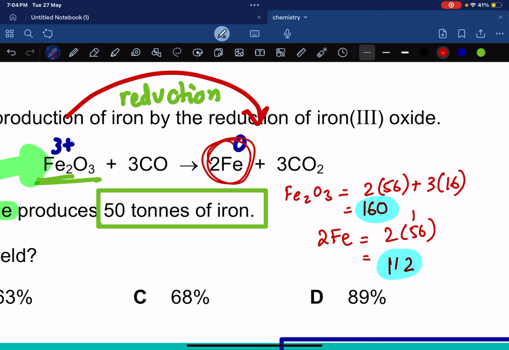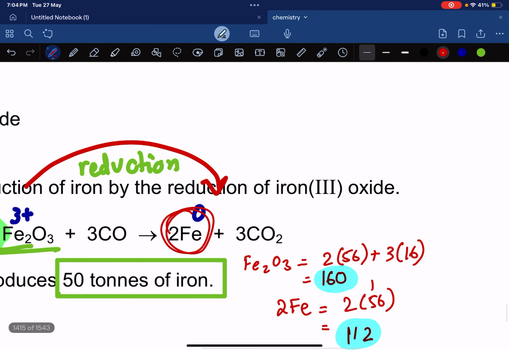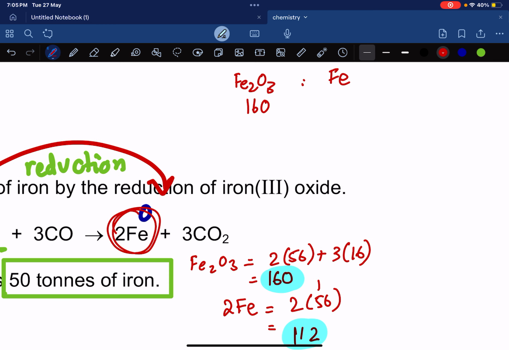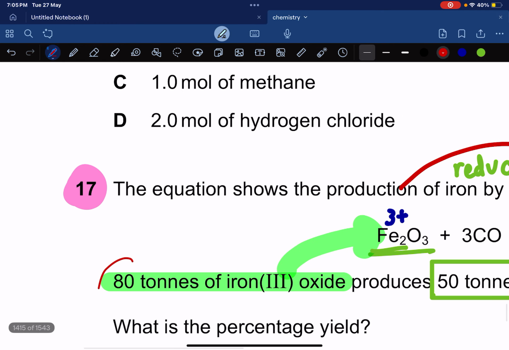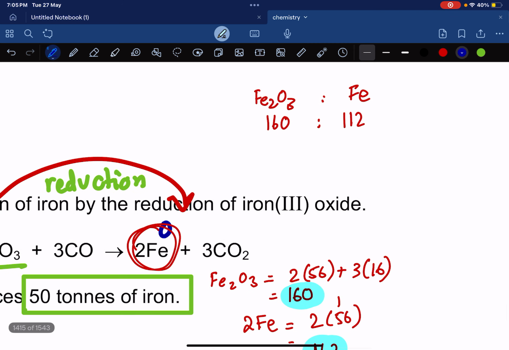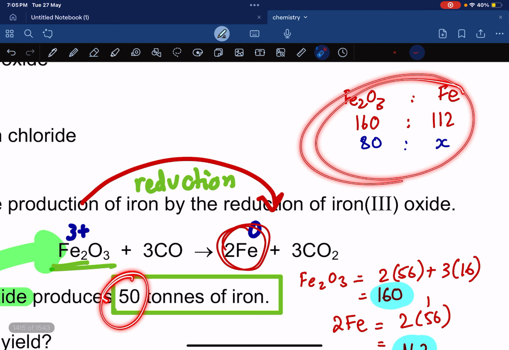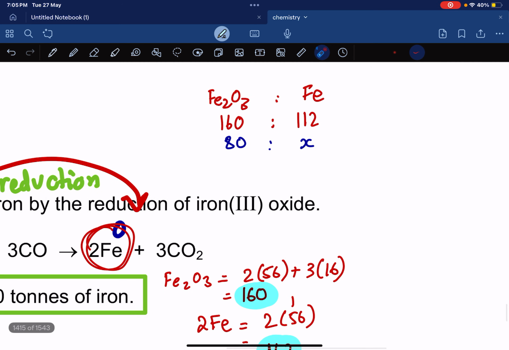So now I'll make my percentage. According to this equation, if I use 160 grams of Fe2O3, I should get 112 grams of iron. So accordingly, when I am using 80 tons of Fe2O3, my iron(III) oxide, I should get X tons of iron. Let's see what X comes out to be. In reality I got this, but on paper, when I'm performing calculations, I'm getting this. So let's see what I get on paper.